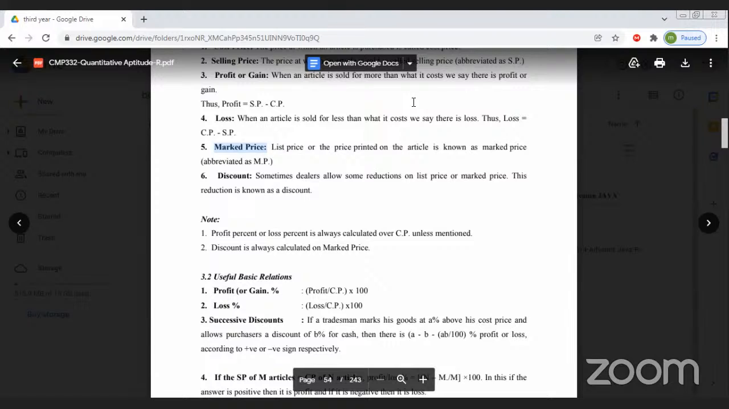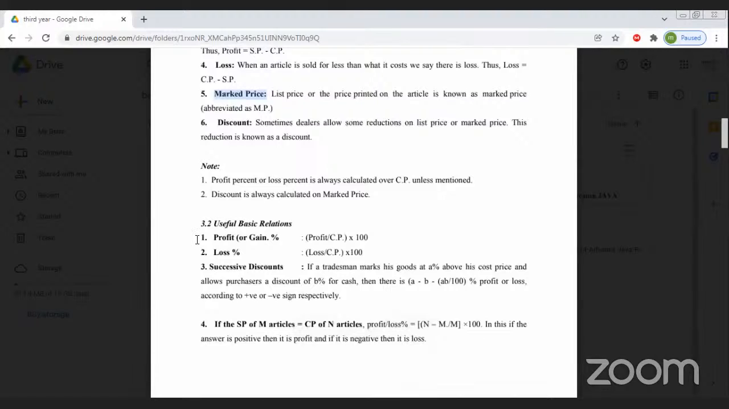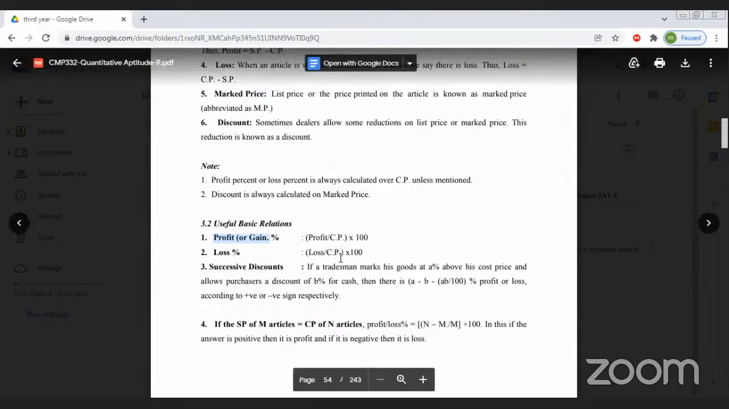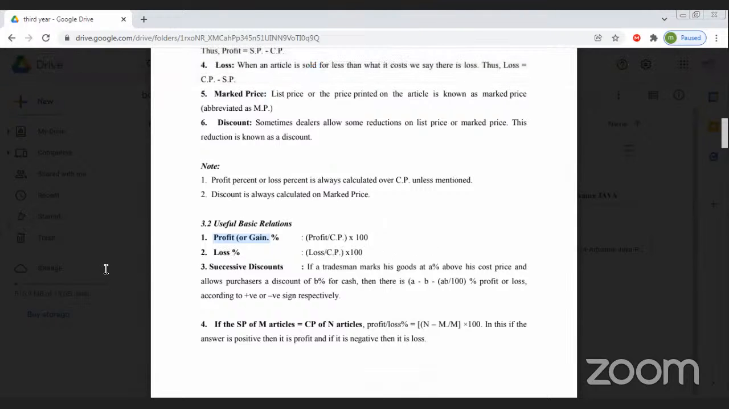Now, profit percent or loss percent is always calculated over CP, that is nothing but your cost price. So your profit percent formula will be profit upon CP into 100. Profit percent means profit upon CP into 100. Loss percent means loss upon CP into 100.